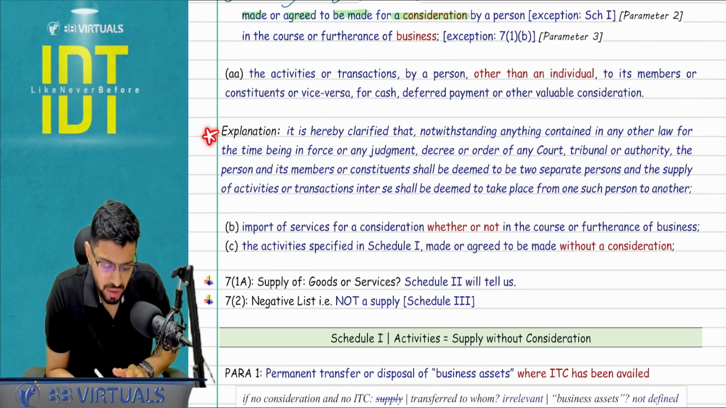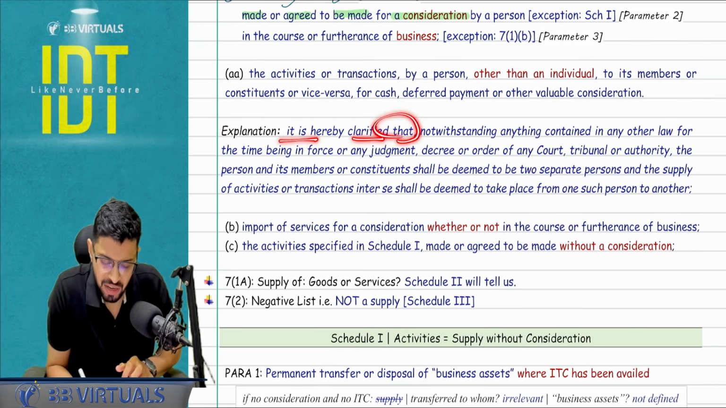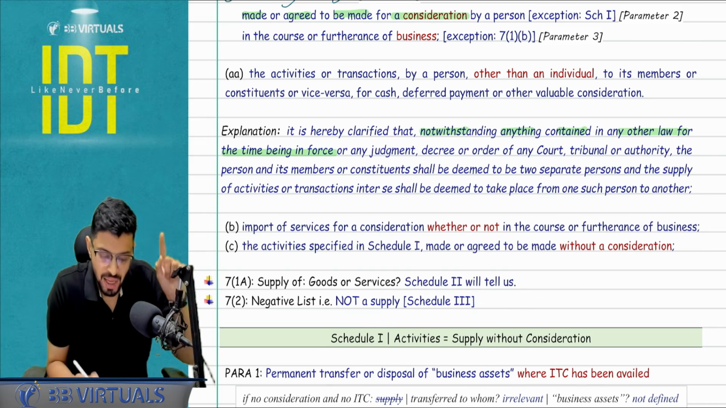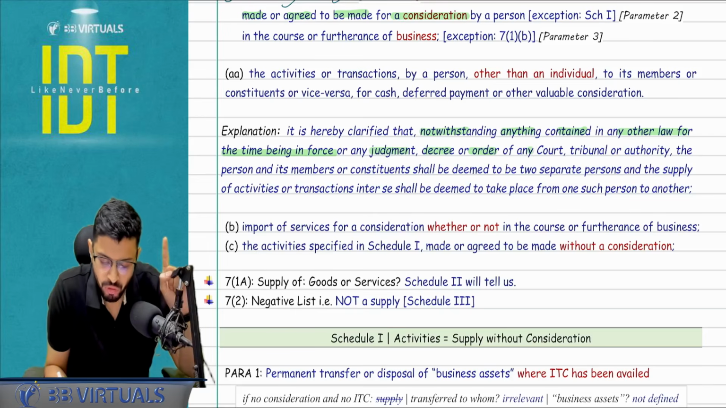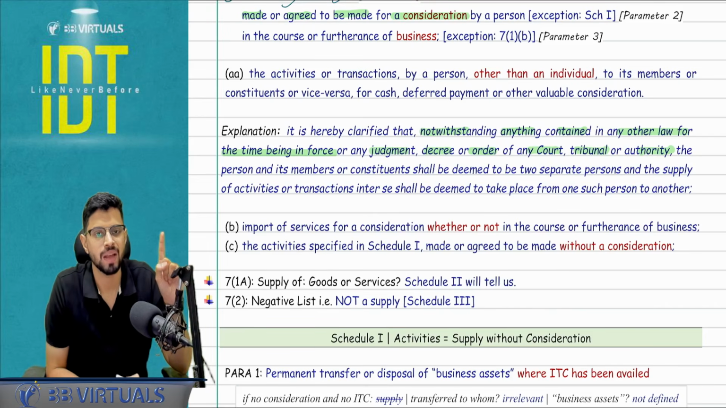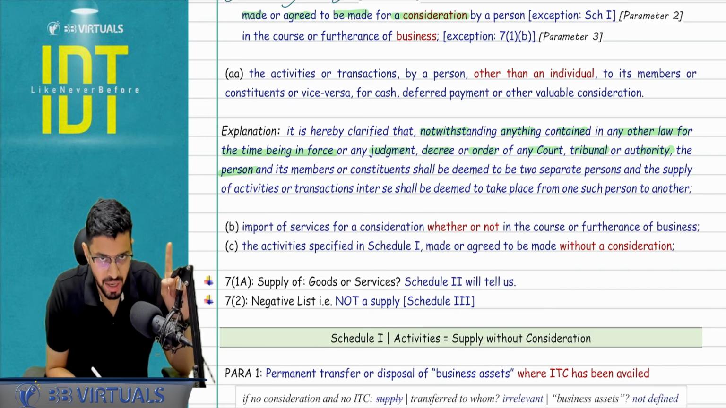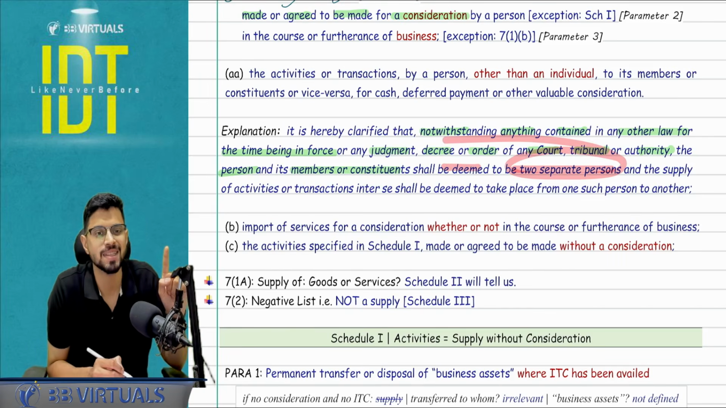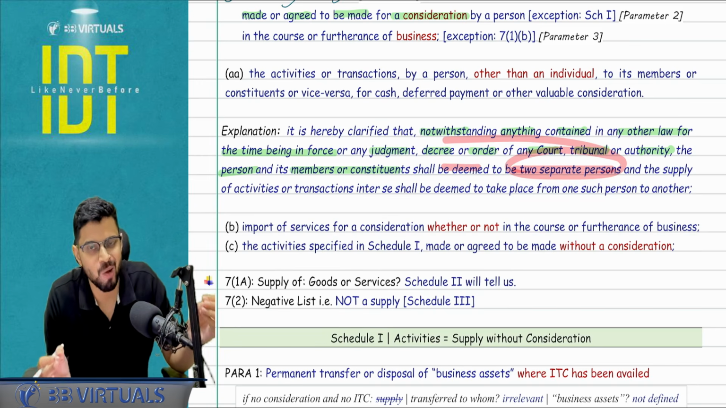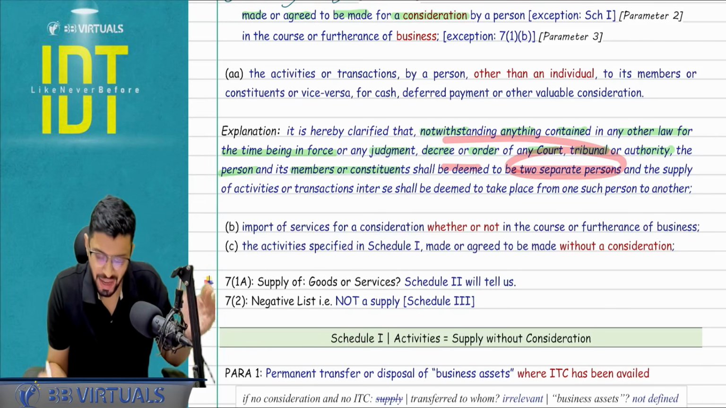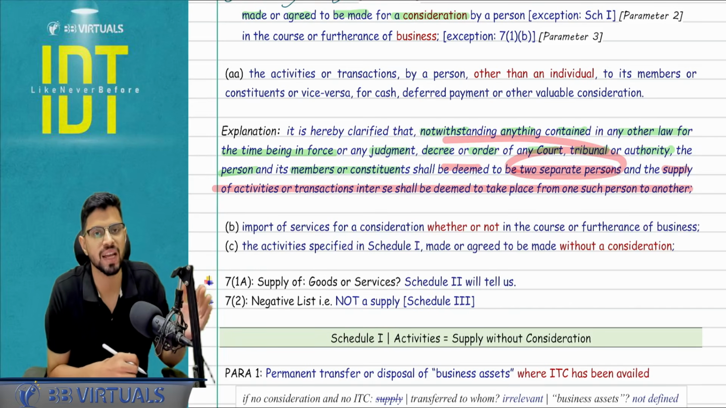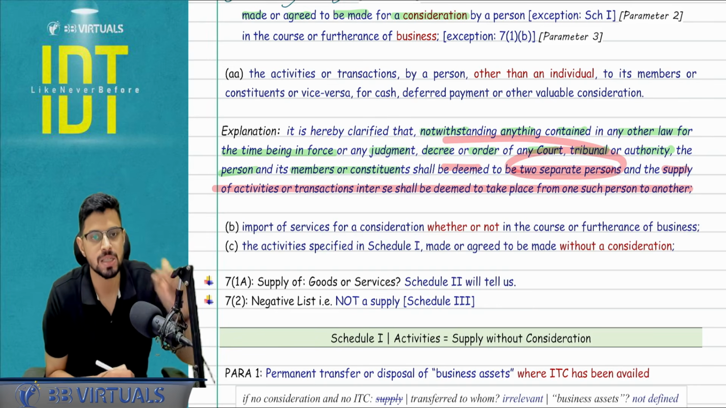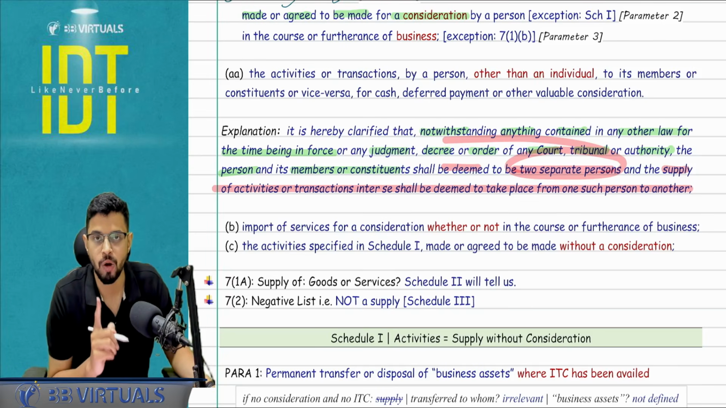And this is the main point because of that case law. It is hereby clarified that notwithstanding anything contained in any other law for the time being in force, we don't care what any other law says, and we don't care what any judgment, decree or order of any court, tribunal or authority says. That person, the club other than an individual, and its members or constituents shall be deemed to be two separate persons, because primarily supply requires a supplier and a recipient, and the supply between them shall be deemed to have taken place. Bring it under GST. Don't hurt the ego of the government.